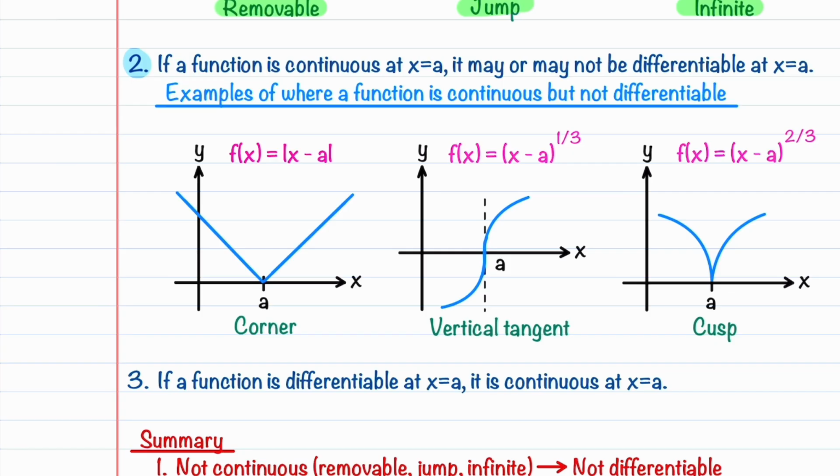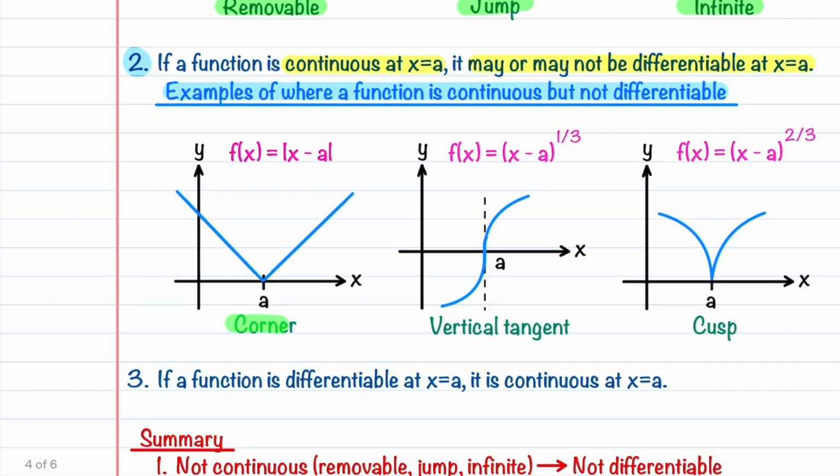Here's our second fact. If a function is continuous at x equals a, it may or may not be differentiable at x equals a. So this basically tells us that continuity does not imply differentiability. Let's look at some examples of where a function is continuous but not differentiable. One of these cases is called a corner, and at this point, our function is not differentiable. This function is f of x equals the absolute value of x minus a.